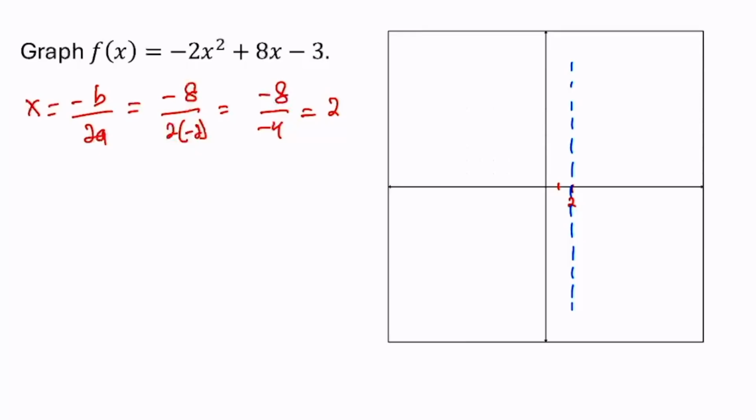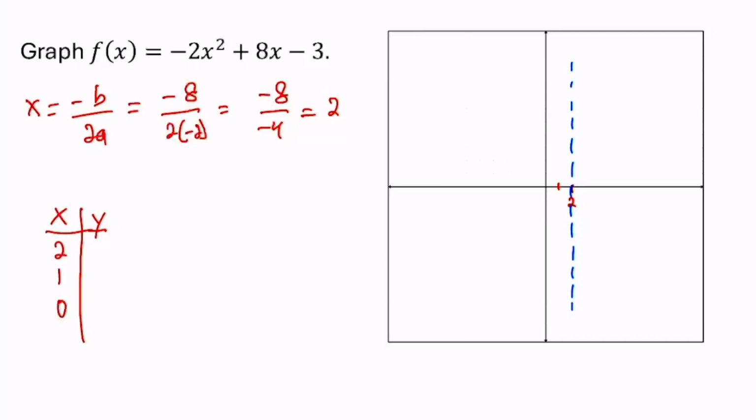Now, all we need to do is find a few more points on our graph, and we'll be done. So let's make a table of values, some x values and some y values. We're going to start off with the x coordinate of our vertex, which is 2, and find a few more x values next to 2. Let's use 1 and 0.